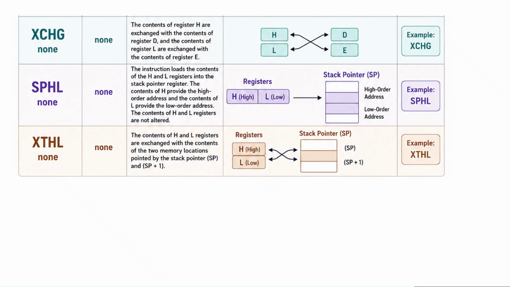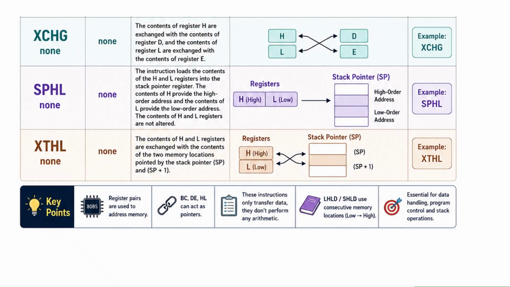Here you have to remember this key point. The register pairs are used to trace memory. B, C, D, E, H, L can act as pointers. These instructions only transfer data. They do not perform any arithmetic operation. SHLD and LHLD use consecutive memory locations and are essential for data handling, program control, and stack operation.